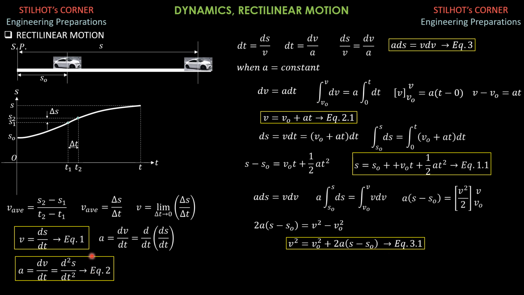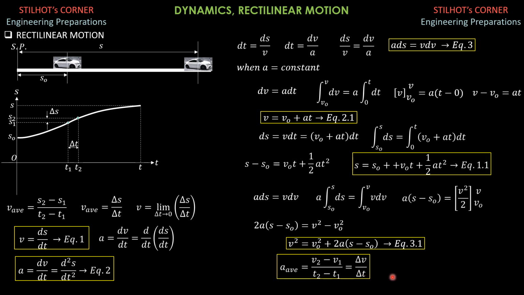So from here, this is the instantaneous acceleration. The average acceleration therefore is delta v over delta t. Specifically, delta v over delta t is v₂ minus v₁ over t₂ minus t₁. So average acceleration equals (v₂ minus v₁) over (t₂ minus t₁), or simply delta v over delta t.